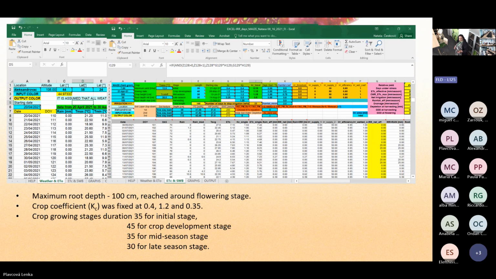So you need just some input data when it starts, your day of planting, and here you have some information about the crops, about the root, T-base, then the different stages of the crops, followed by crop coefficient, some information about the soil, and some other information that is needed.